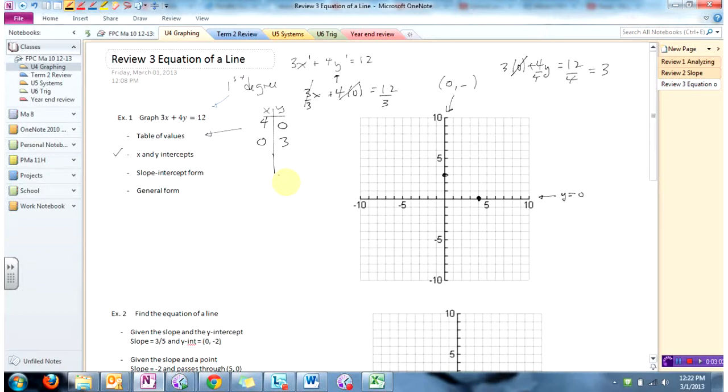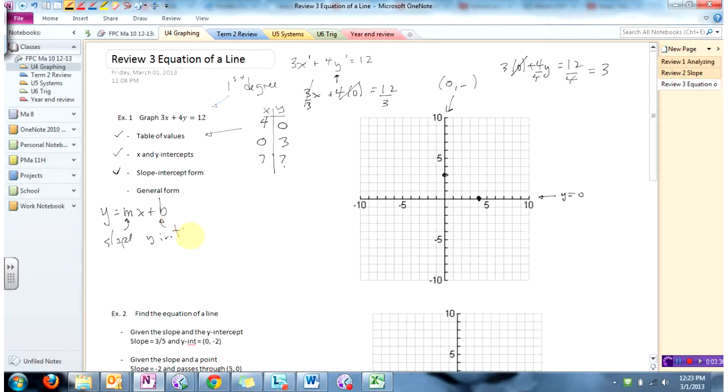But instead of creating more points, we are going to take advantage of probably the most important pattern or formula that we noticed in this unit, which is slope-intercept form. So what we're going to do, slope-intercept form is y equals mx plus b, where m is the slope and b is the y-intercept.